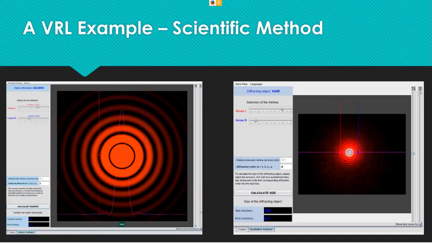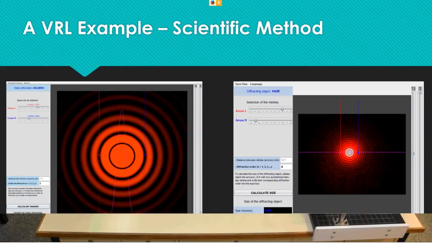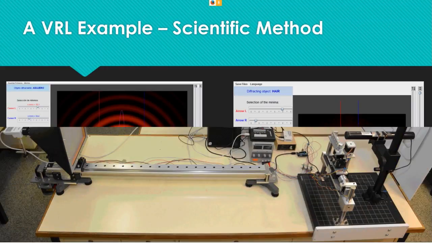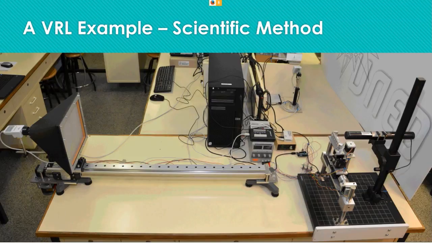And this is the experimental setup we have for that experiment in our university. So as you can see, it's quite complex. You can see the laser on the right part. I don't know if you can see my mouse, but it's the large black thing here on the right, and then a camera on the left, the screen in which we get the diffraction pattern, and so on.